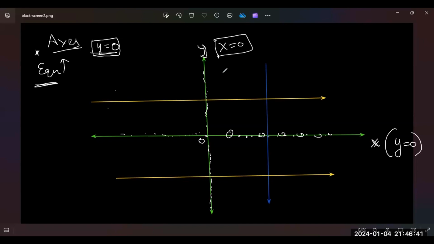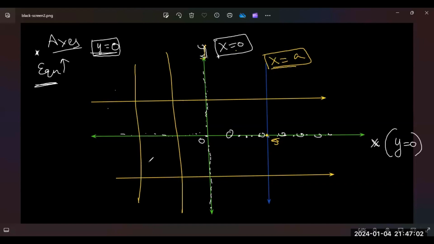Now this blue line is parallel to the y-axis. So they will be written in the form x equals something. The y-axis is written as x equals 0. Anything parallel to it will be written as x equals something. So whatever that point is, if it is plus 5, minus 5, minus 2, anything.